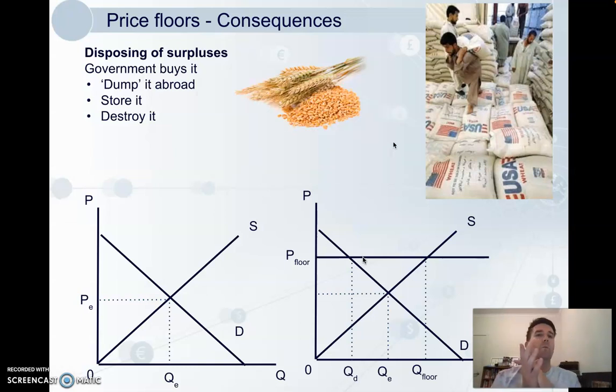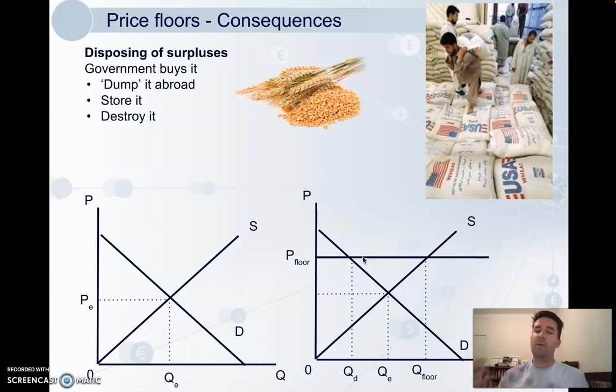Once the government have bought the surplus, then what? What do they do with it? One method that has been used is what we call dumping. That's selling it overseas at a low price to try to recoup some of the costs. This seems like a good idea, a way to get at least something back for it.